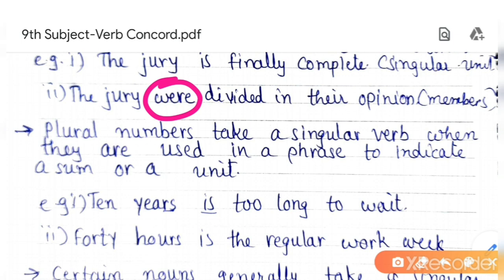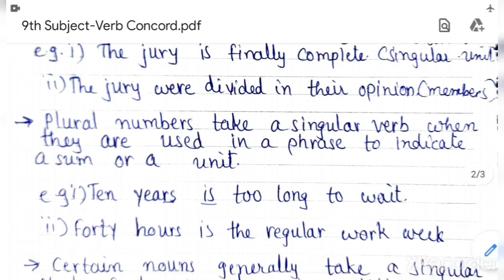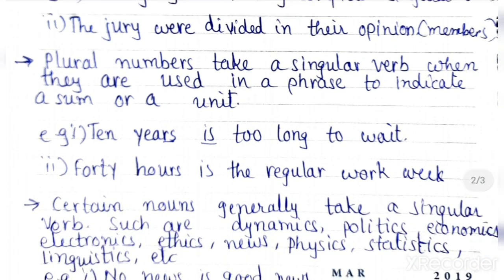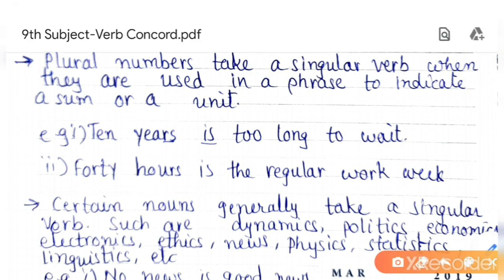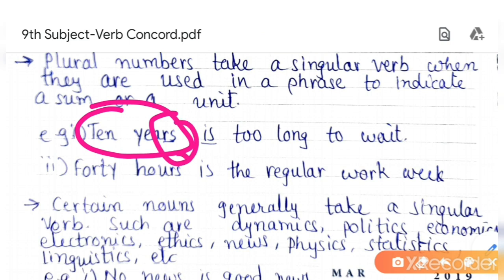Then the next one is: plural numbers take a singular verb when they are used in a phrase to indicate a sum or a unit. Try to understand this rule. Plural numbers, what is the plural number? 10 years. Years is plural. 40 hours, plural.